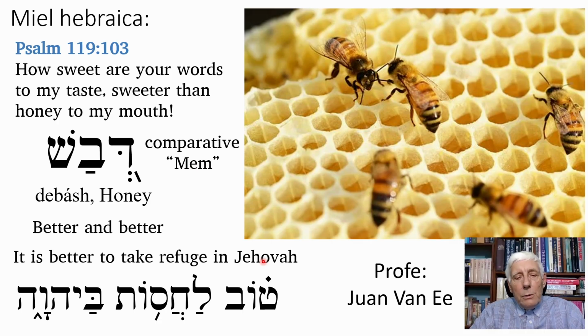I'm going to be looking at a phrase from Psalm 118: It's better to take refuge in Jehovah than to trust in princes, or trust in men or people. So we'll get to that eventually. That's a very nice one, one of the best examples of comparative mem that I could find in the scriptures.